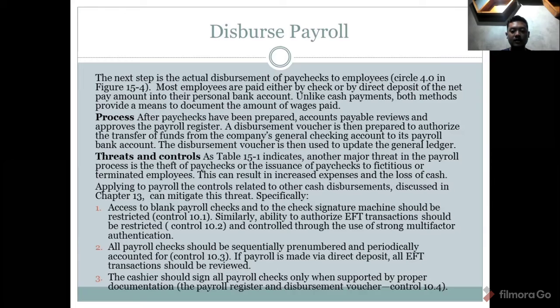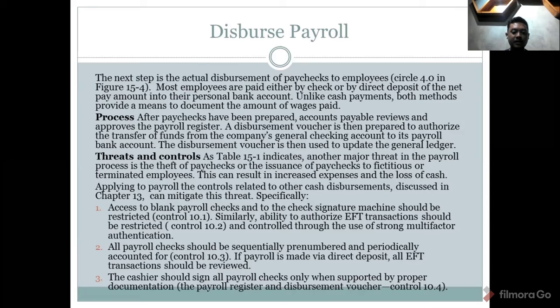Threats and controls. As table 50.1 indicates, another major threat in the payroll process is the theft of paychecks or the issuance of paychecks to fictitious or terminated employees. This can result in increased expense or the loss of cash. Applying to payroll the controls related to other cash disbursements discussed in chapter 13 can mitigate this threat, specifically.